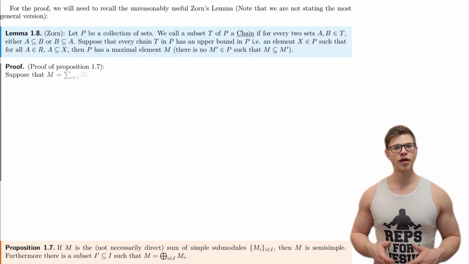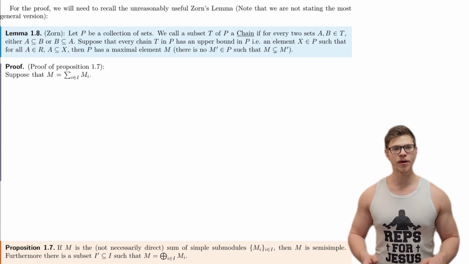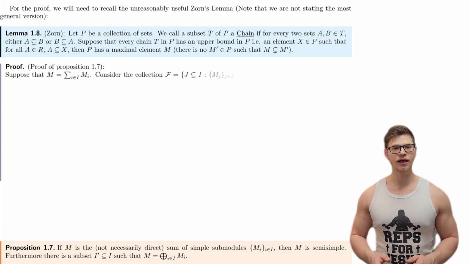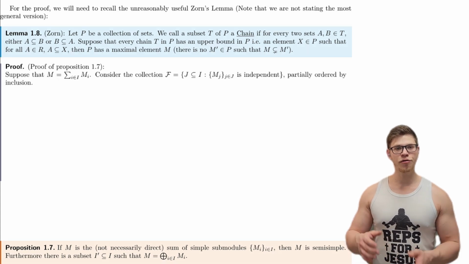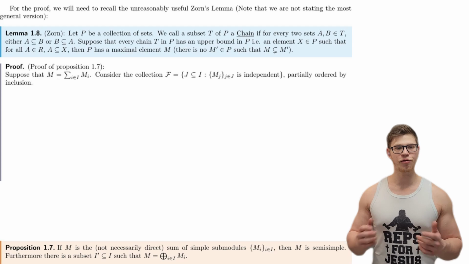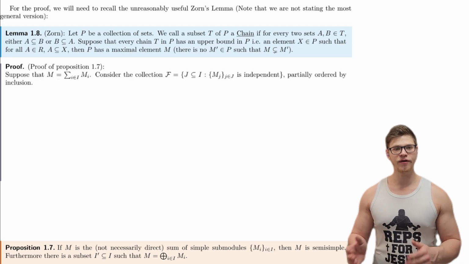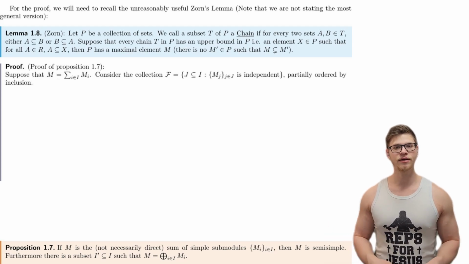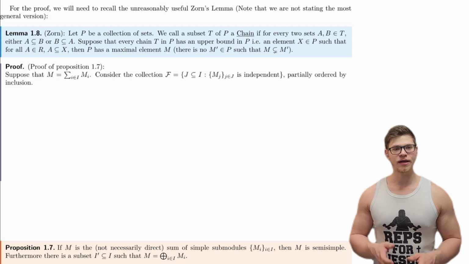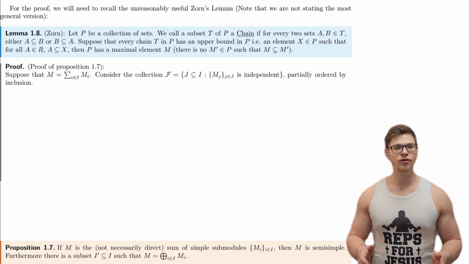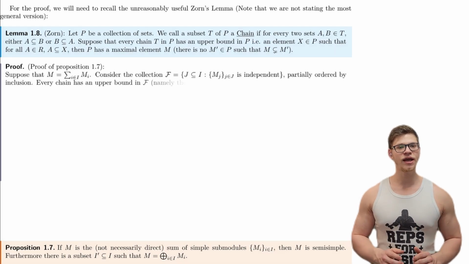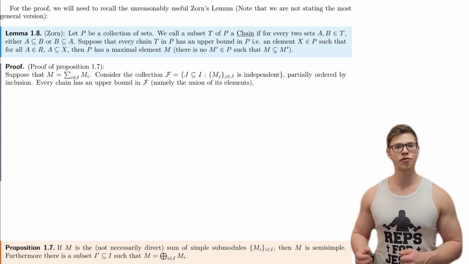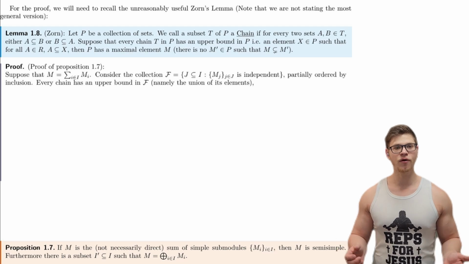Suppose that M is a sum of simple modules m_i indexed by capital I. Consider the collection of subsets J of the index set I such that the collection of simple submodules indexed by J is independent, by one of the previous equivalent definitions of independent. We also think of this set as being partially ordered by inclusion. So we call this script F. Every chain in script F has an upper bound in script F, namely the union of all of its elements.